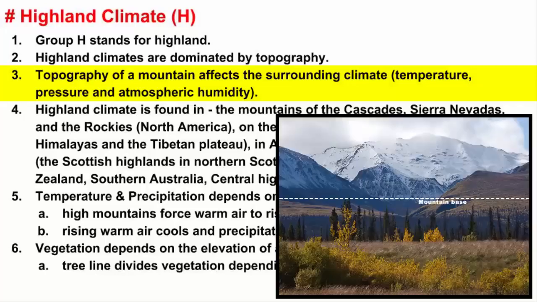At the bottom of a mountain, it might be 25 degrees Celsius and sunny. But as you climb the mountain, it will get colder and it might be raining. And then as you keep climbing further, it might be snowy and freezing cold. So the temperature of highland depends on the elevation or topography.